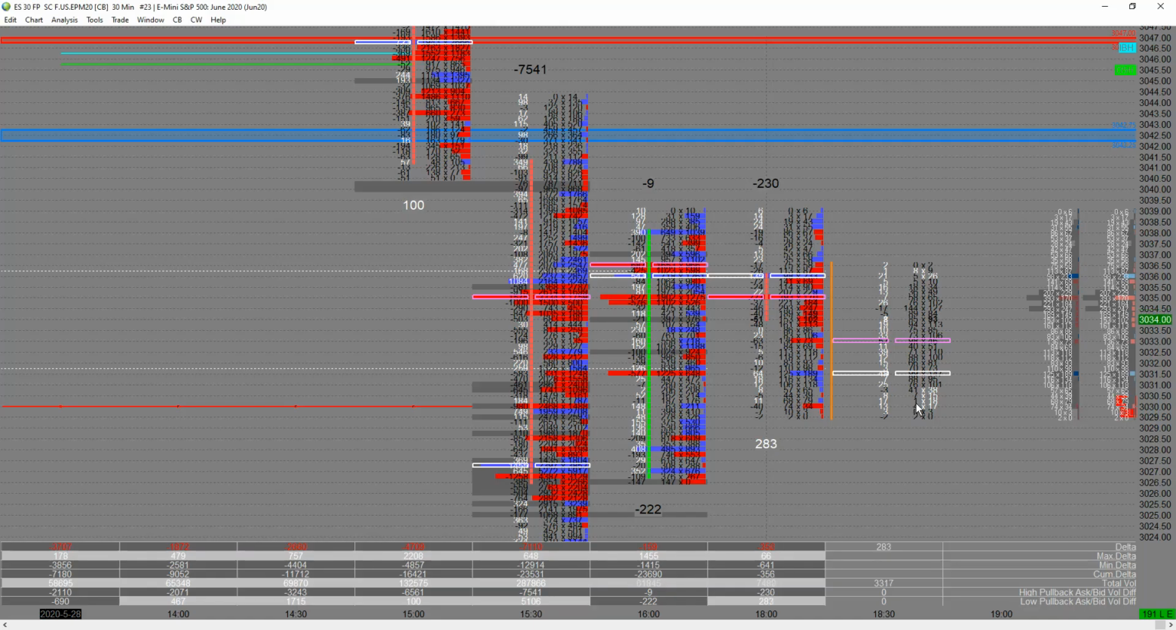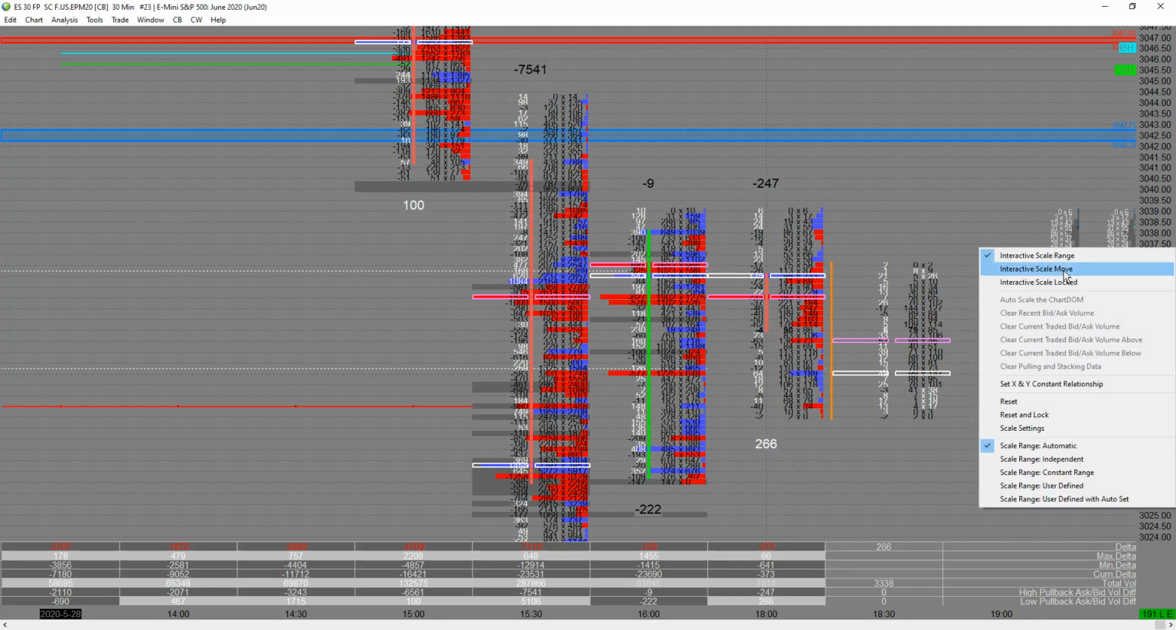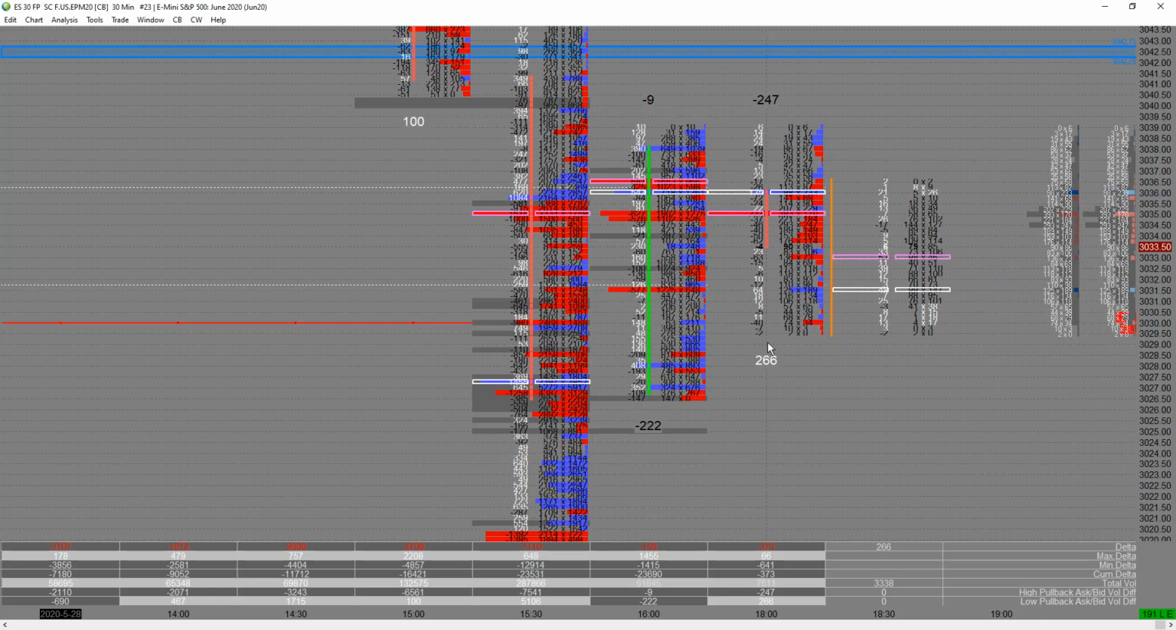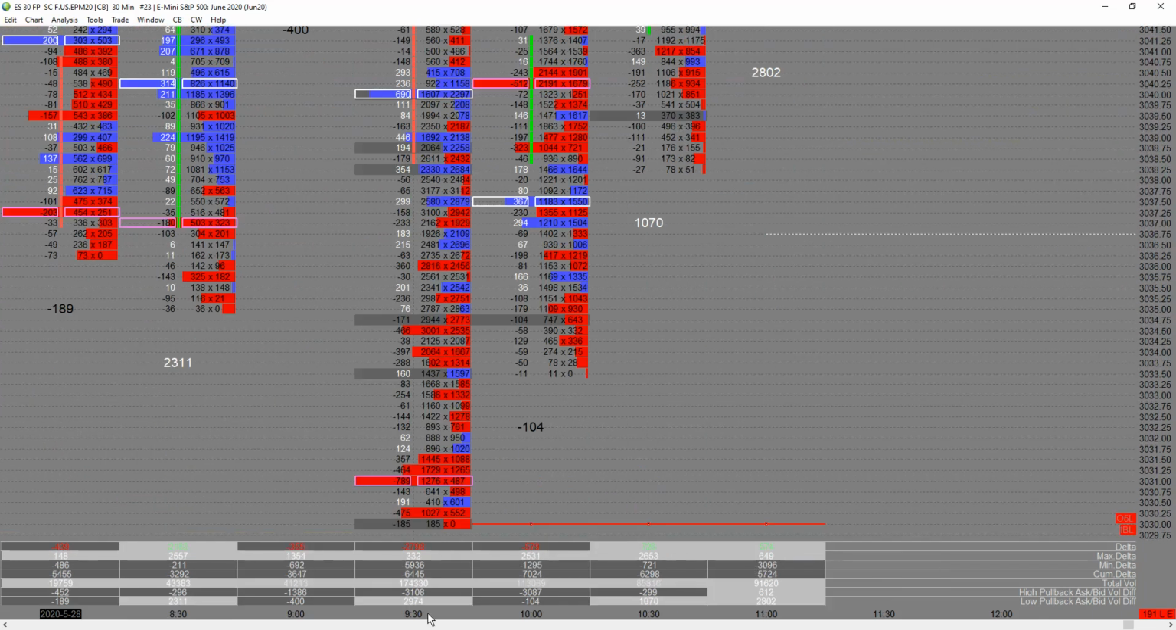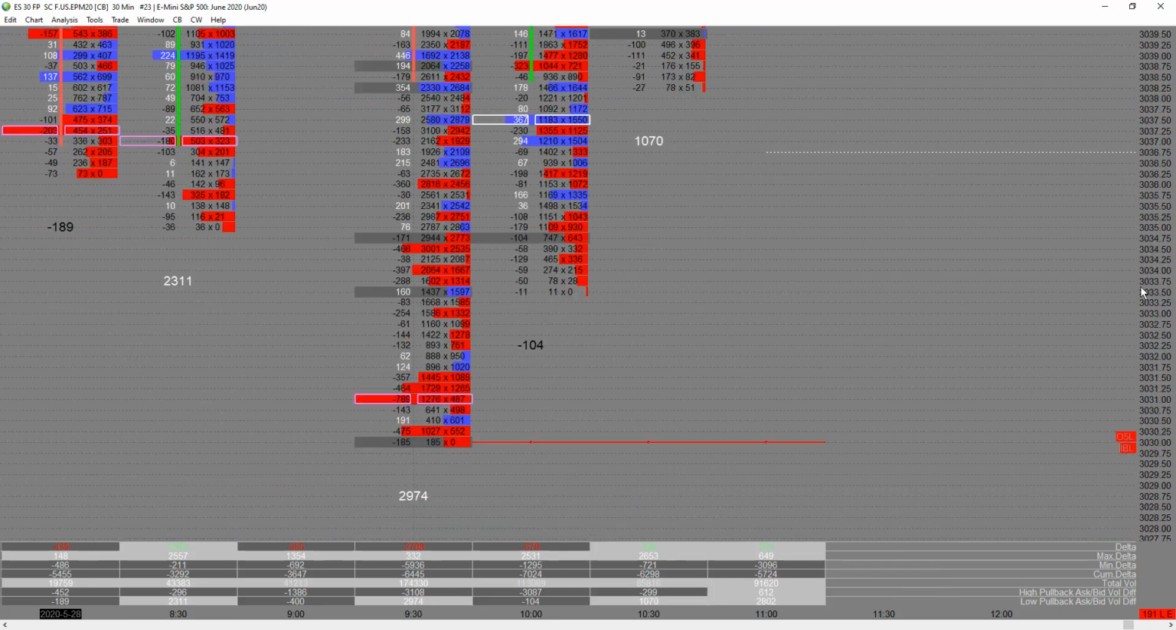Here's my 30-minute TPO market profile. Each candle here is a 30-minute time frame. All right, here, 30-minute time frame. Let's just go back to the open, the 9:30 Eastern open here.